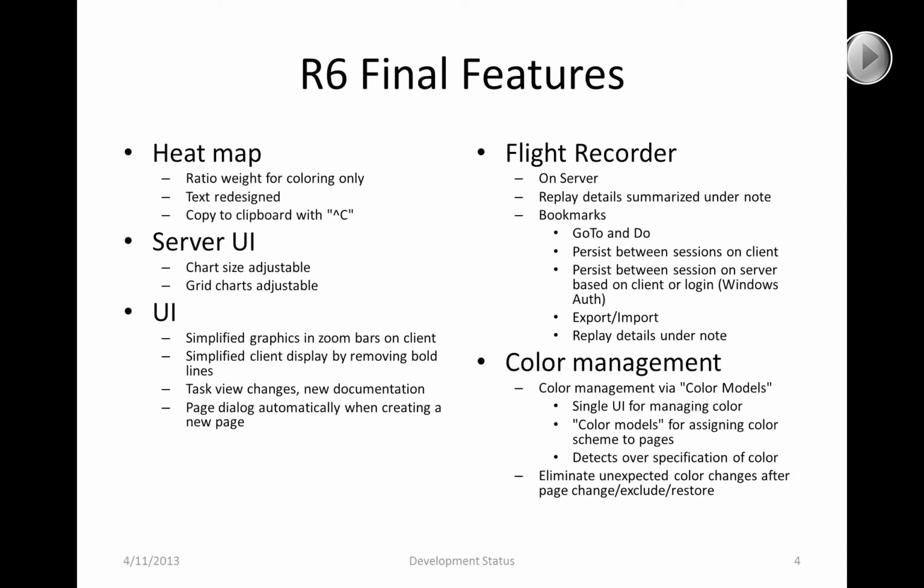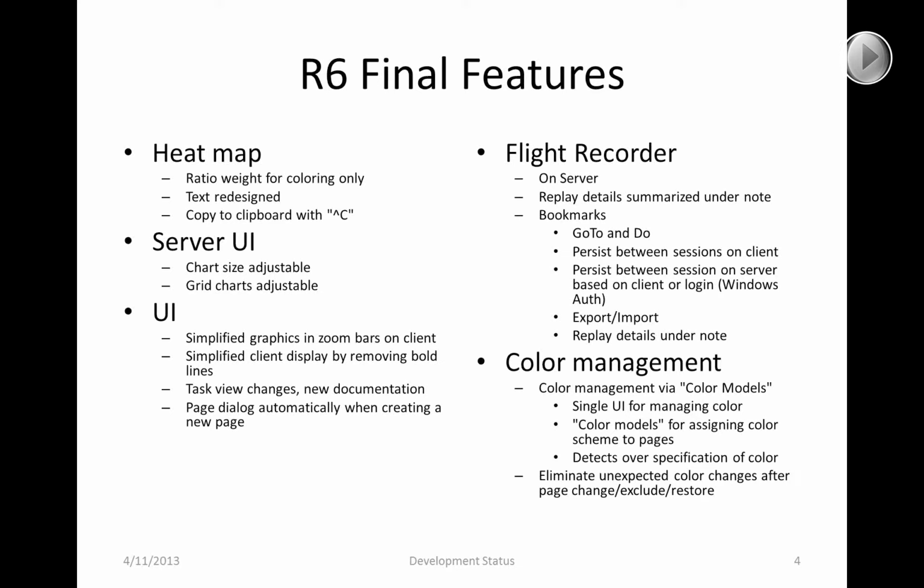So what we're looking at right now is the list of our final features for our 6.0 release. The major work that we've done in this release are improvements to the appearance and function of the heat map, and I will be showing you some examples of that. Some changes to the server UI, our client plugin for our Advisor server, which allows you to control the sizing of charts more easily. Some changes to the design style of the user interface in our client application to make it look cleaner and simpler.